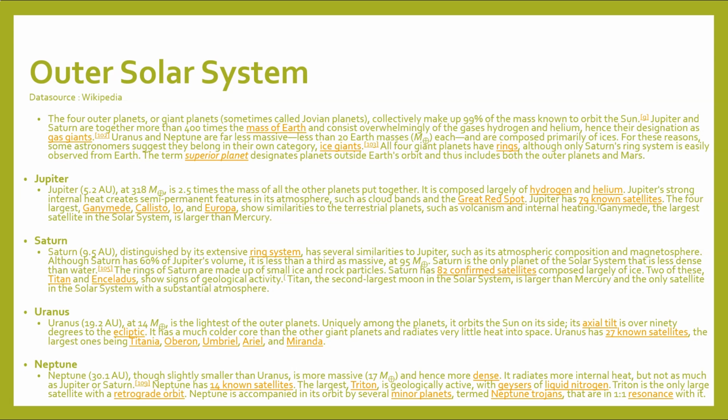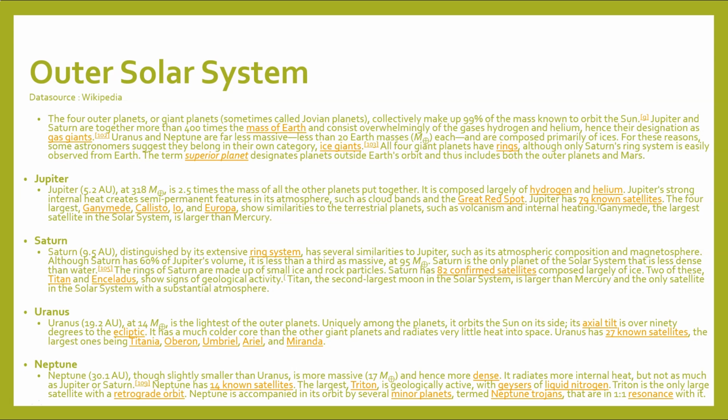Saturn has 82 confirmed satellites composed largely of ice. Two of these satellites, Titan and Enceladus, show signs of geological activity. Titan, the second largest moon in the solar system, is larger than Mercury and the only satellite in the solar system with a substantial atmosphere.